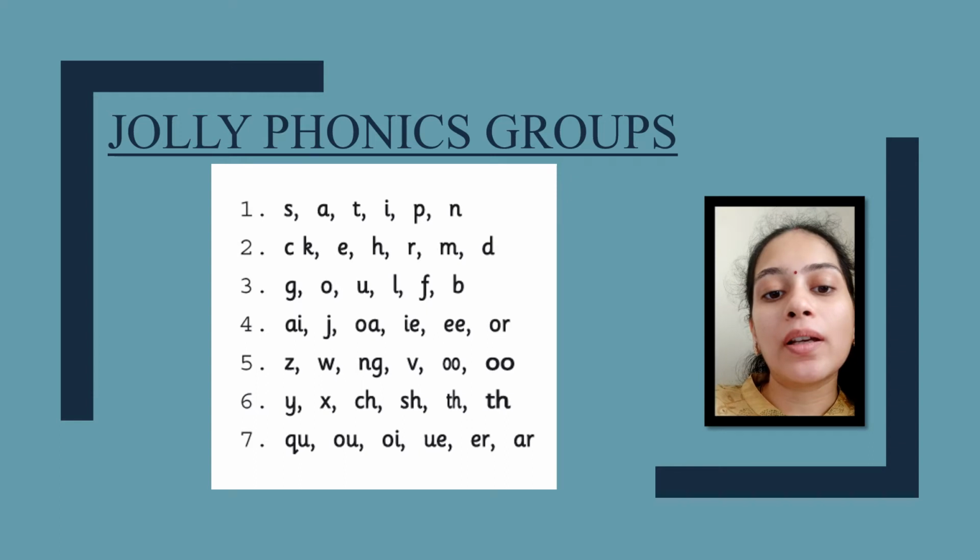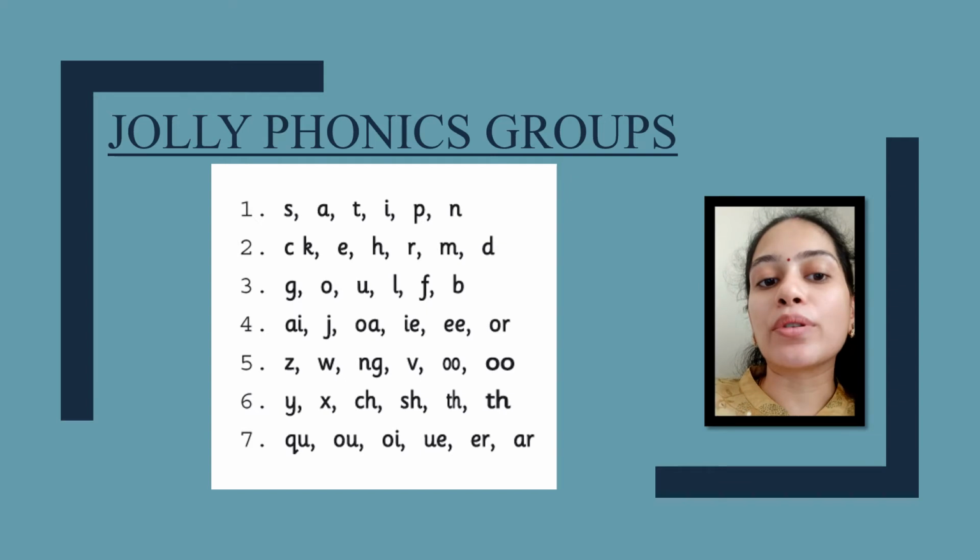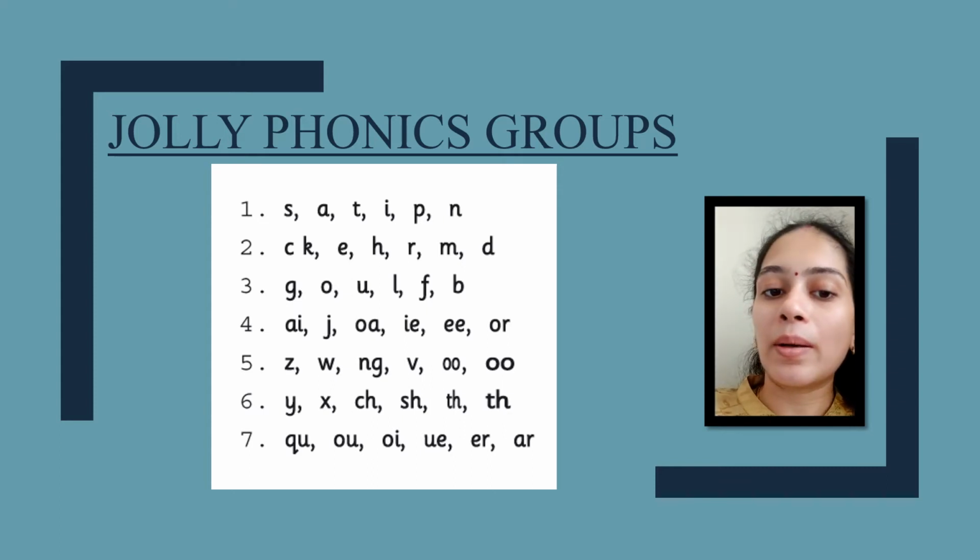maybe we can think of A, B, C, D. If we teach them these 4 alphabets, they can make only very few words out of them. But if we start teaching them with the alphabets S, A, T, I, P and N, they can make more words out of these 6 alphabets. All the alphabets in the different sets of groups are listed here.